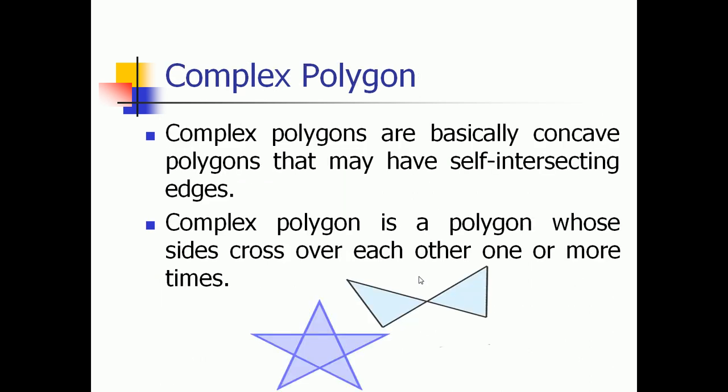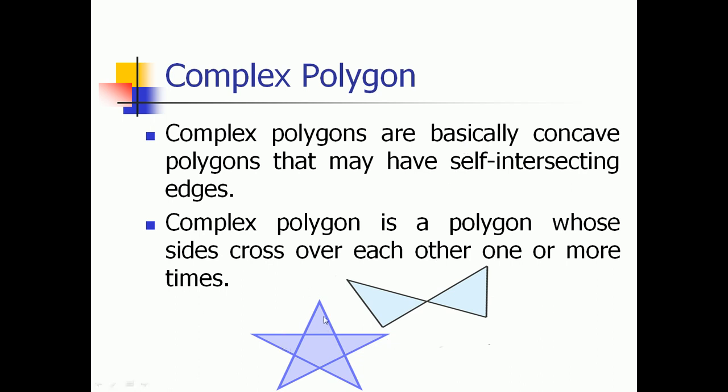Next type of polygon is the complex polygon. Here we can say that a polygon which is not convex or not concave can be termed complex. Now what exactly does complex polygon mean? A complex polygon is basically a concave polygon, but with self-intersecting edges.